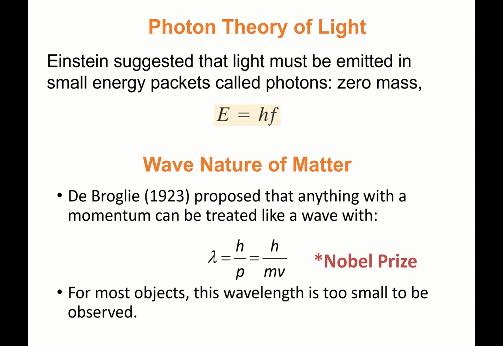All right, so Einstein suggested that light must be emitted in small energy packets that he called photons. So a photon is a particle of light, has 0 mass, and its energy is equal to Planck's constant h times the frequency of the light. And de Broglie said that, well, if light can be a wave and also a particle, then maybe anything that's a particle that's moving, so it has a momentum, can also be a wave, and the wavelength of that wave will be Planck's constant divided by the momentum. And for most objects in everyday life, this wavelength is too small for us to observe, but we can diffract very small particles like electrons that are moving at high speeds.